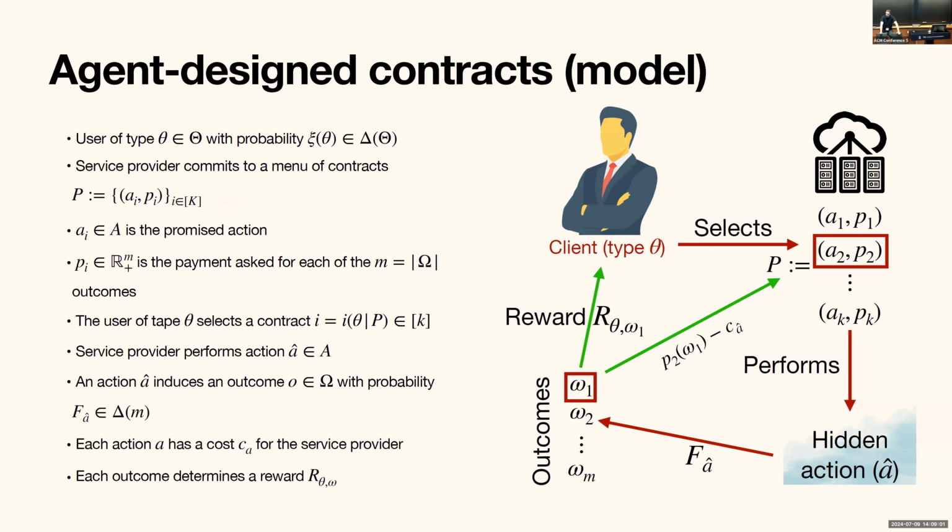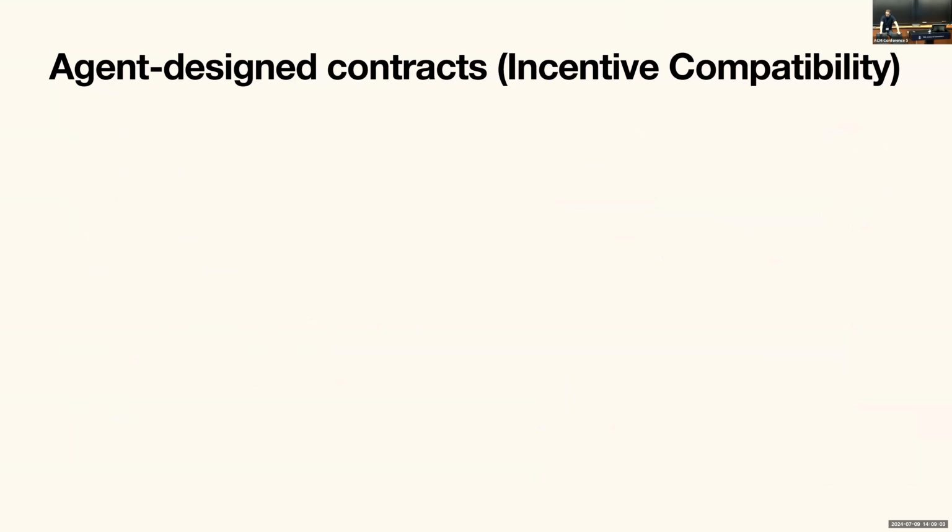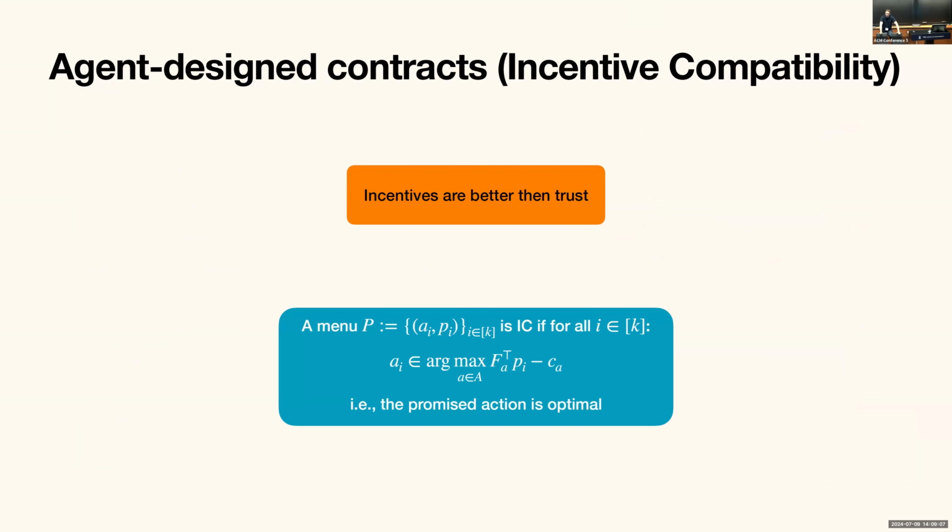We said that we like incentives more than trust, and so an incentive compatible menu is defined as one where each promised action in the menu is a best response to the expected payment minus the cost. So for incentive compatible menus, it's fairly reasonable to assume that the promised action will be performed.